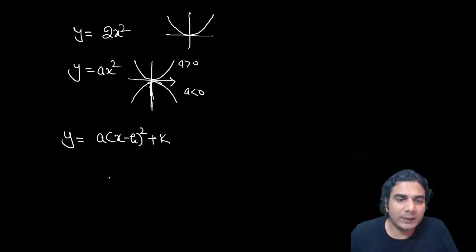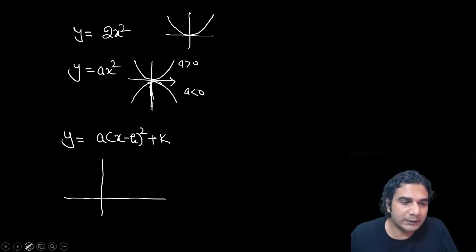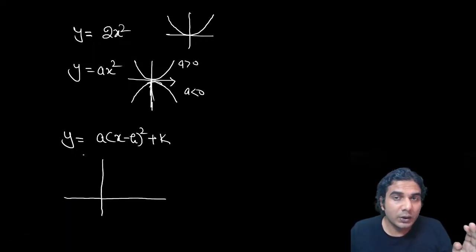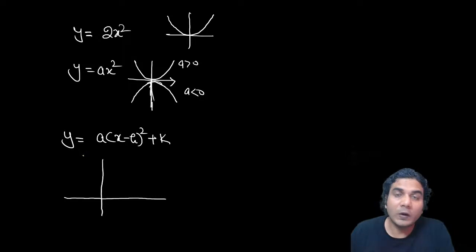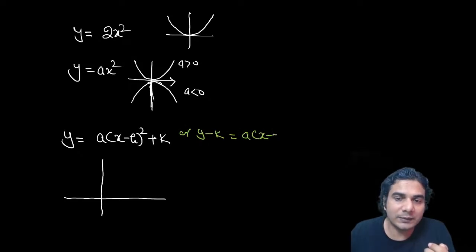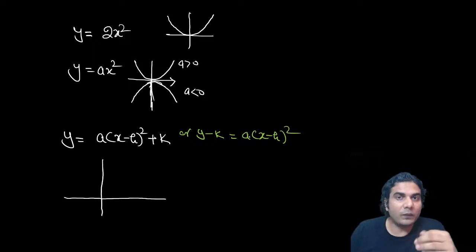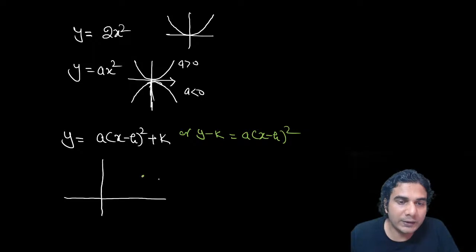Just assume that h and k are positive. Then for the graph of this curve, where will be the vertex? Because you're replacing x by x minus h, the graph will shift towards the right side of the x-axis by h units, and because you are replacing y by y minus k, you can read this equation as y minus k is equal to a times (x minus h) the whole square. So the graph will go up if k is positive, all right? So the vertex will be h comma k. You can see h comma k satisfies this equation. So h comma k is the vertex, all right?